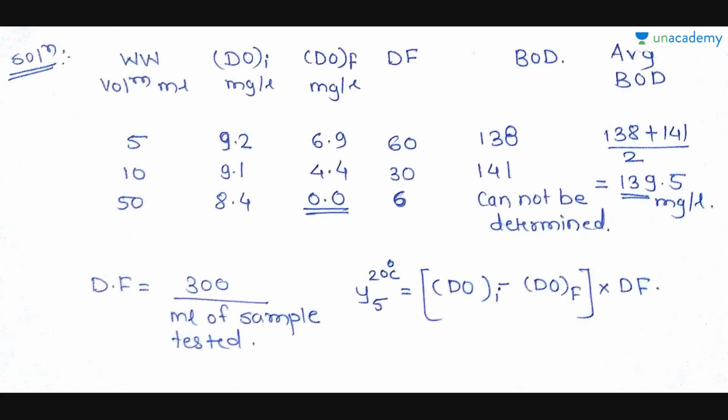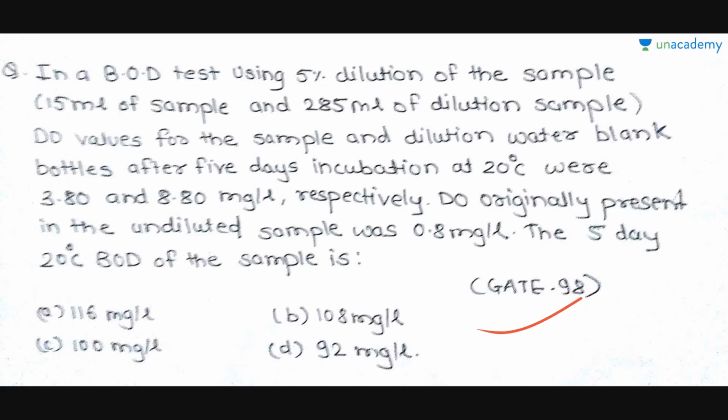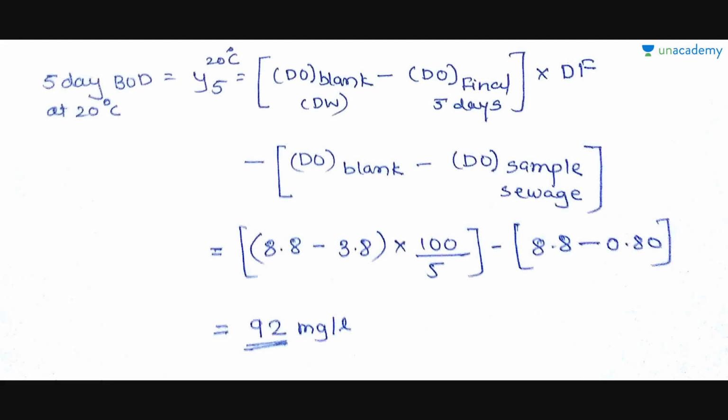Here I have used DO initial minus DO final into dilution factor, and from that you will get this answer. So the same answer you have to get from that formula too. So you can work this out as practice. Whichever formula you find easy, you can use it, and that formula is also useful for this type of question. So do try it out and comment on this lesson if you have any problems or difficulties.